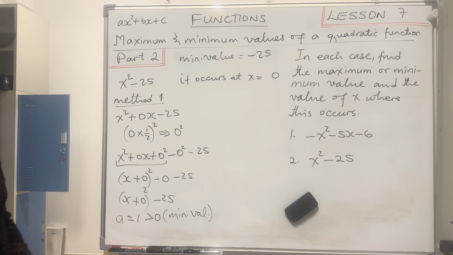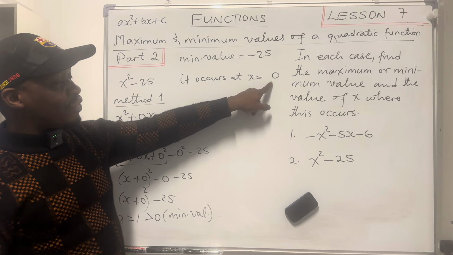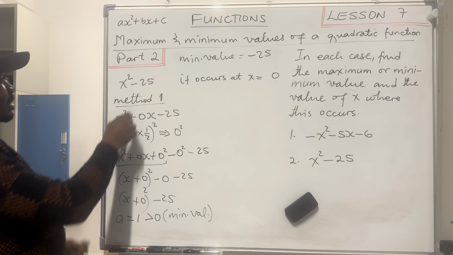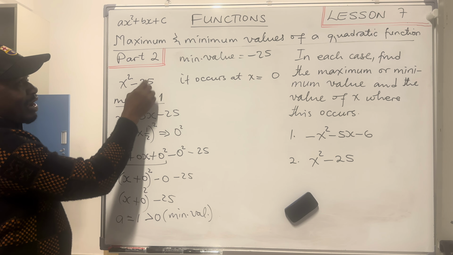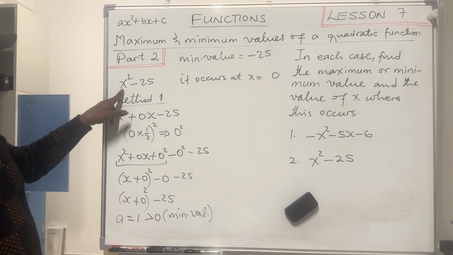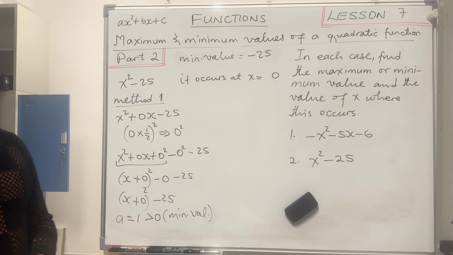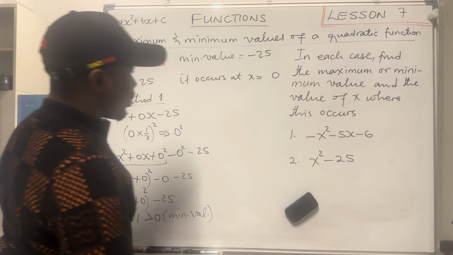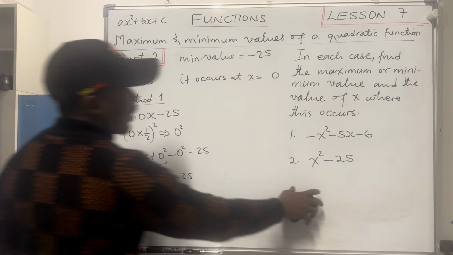So therefore, this will always occur at x equal to 0. Yes, because there is no x term. When x is 0, then y becomes this one. Yeah, that is the y-intercept. Okay, so this is the first method. Let's see the second method.